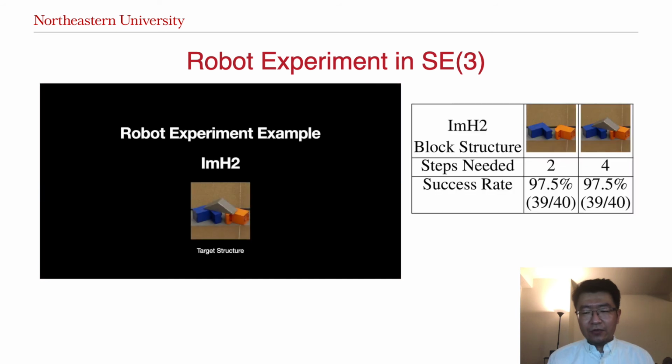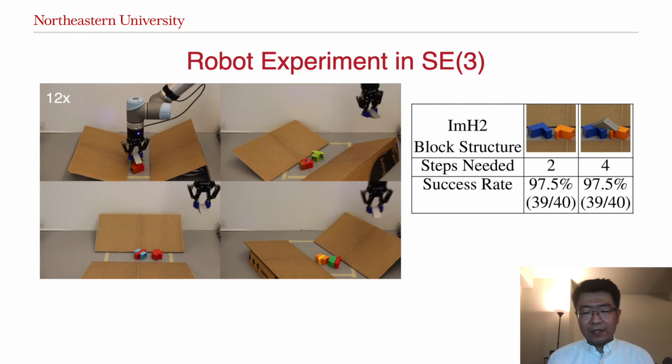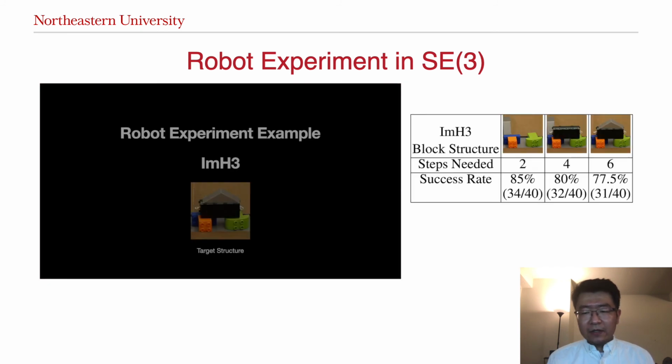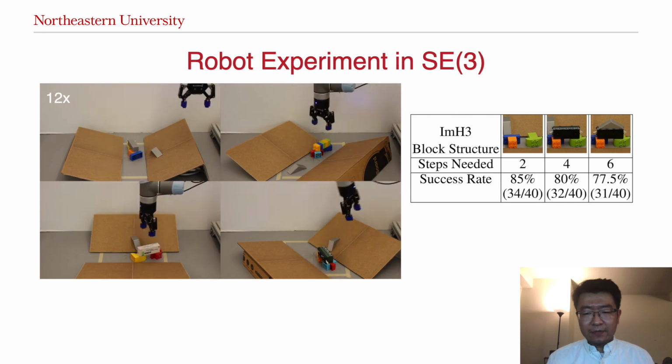In IMH2, we use some shapes unseen during training for testing, and the robot only fails 1 of the 40 runs. Similarly, in IMH3, the robot also needs to construct using unseen shapes. The robot succeeds 31 runs here.